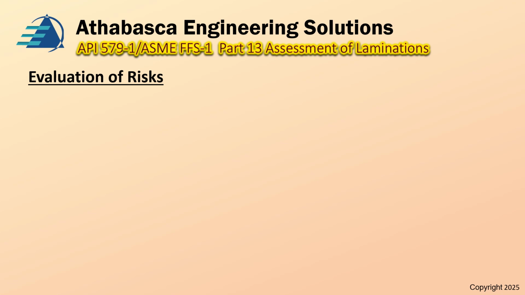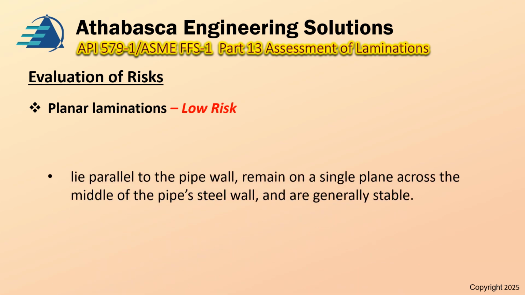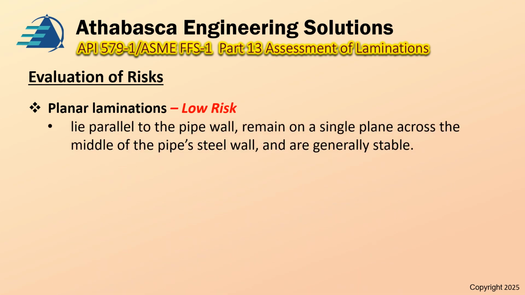So let's look at the evaluation of the risks. In the pipeline industry in particular, there are a number of risk mitigation methods, or ways to quickly evaluate the piping, pressure vessel, or equipment. First of all, planar laminations, those that lie parallel to the pipe or pressure vessel wall and remain on a single plane in the middle of the pipe or plate, are typically considered by rule of thumb generally acceptable.